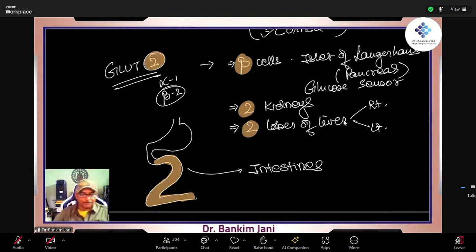So GLUT2 types of receptors are found in beta cells, 2 kidneys, liver, and intestine. Then you don't have to remember it; speak like in a viva, that 2 kidneys. You can confidently say beta cells, kidneys, liver, and intestine. But in the back of your mind, it would run like 2 kidneys, 2 lobes of the liver, and the image. This is 2, that's intestine. So these are the areas where GLUT2 receptors will be.